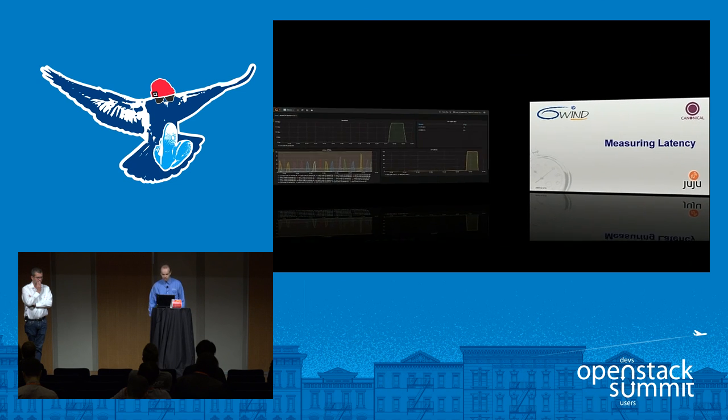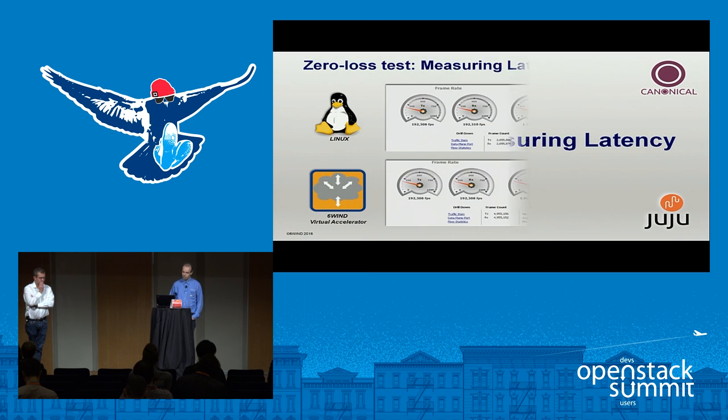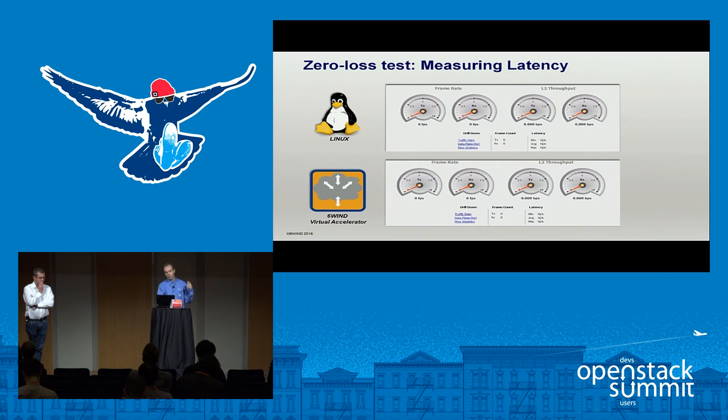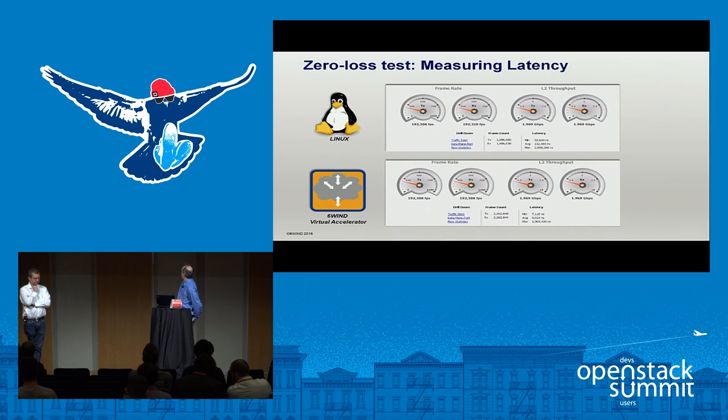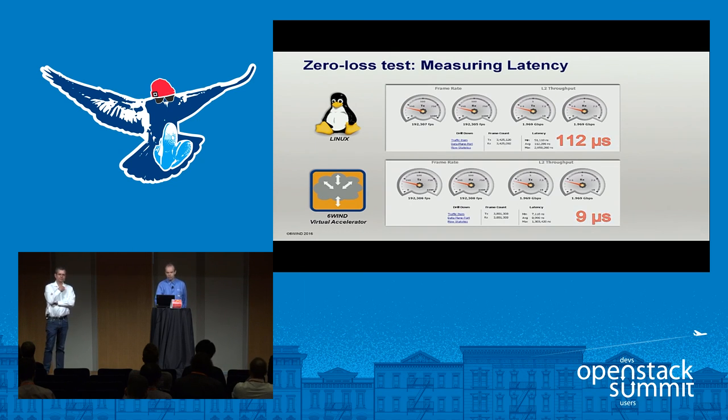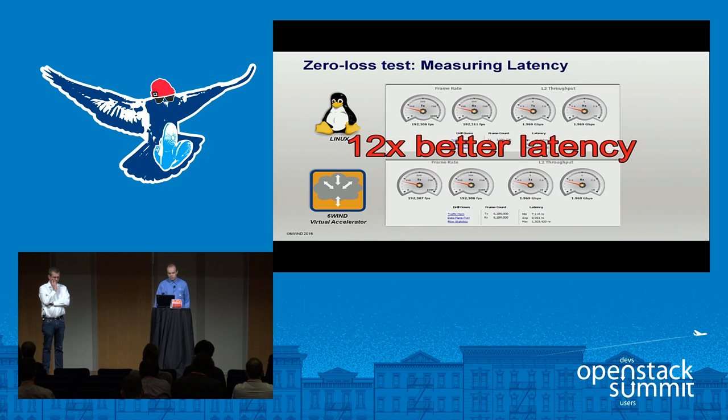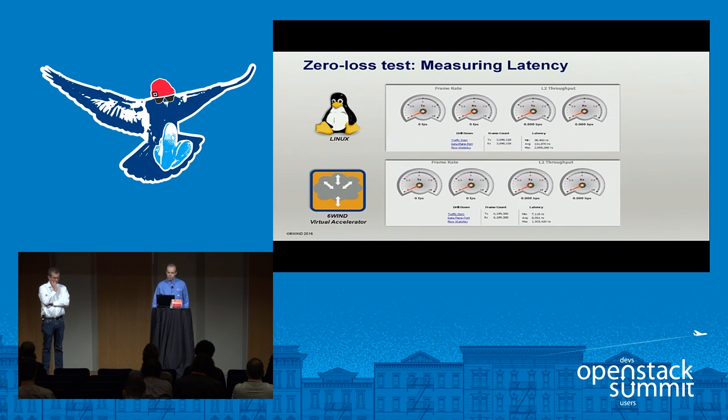So now, let's check what it means for the latency. Why does latency matter? Of course, for transactions, for databases, things like that, but in telecom it matters because when we do some phone calls, the latency is very, very critical. So here we are pushing traffic through this Linux virtual switch, and the same traffic through the virtual accelerator. As you can see, the mean latency for the previous case is about 112 microseconds. In our case, without changing anything, still VXLAN, we are at 9 microseconds. Which means a lot of improvement in the latency, which is very important for the VNF.